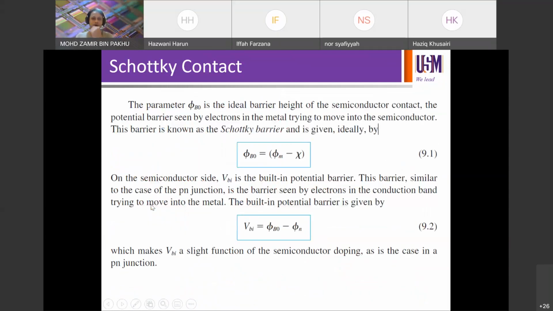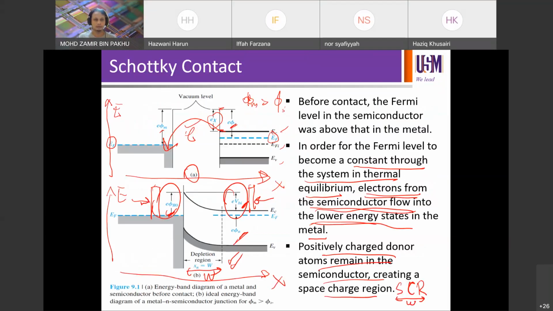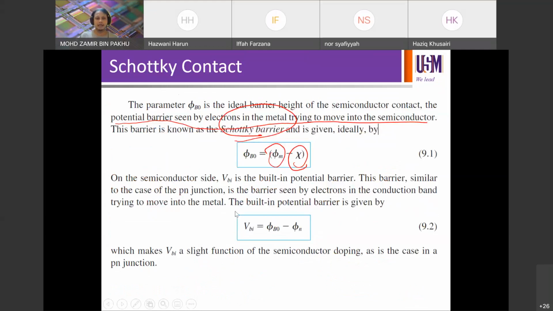So this phi B naught is the potential barrier seen by electrons in the metal, stopping them from flowing. So this barrier height is known as the Schottky barrier. This is what we call the Schottky barrier, due to the formation of the Schottky contact. And it's given by phi m minus the electron affinity. You can go back to the diagram. The diagram already has everything labeled. The first one is on the metal side. And this one is the semiconductor side.